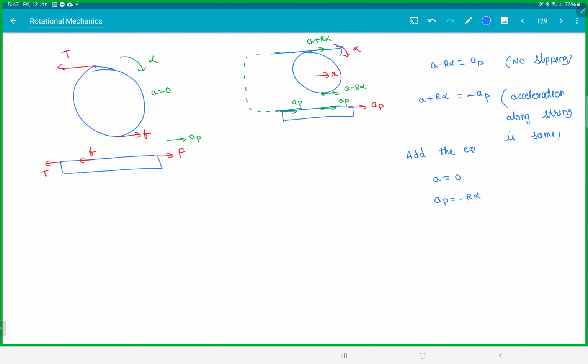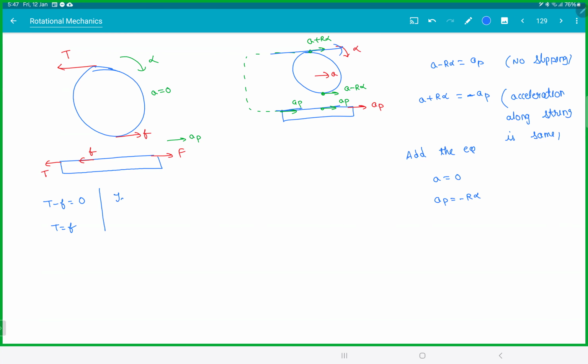Solve. Get me the acceleration of the plank and alpha. That's what I asked. And the kinetic energy after time t. So if I write the equations here, I get T minus F is equal to 0. So T is equal to F.